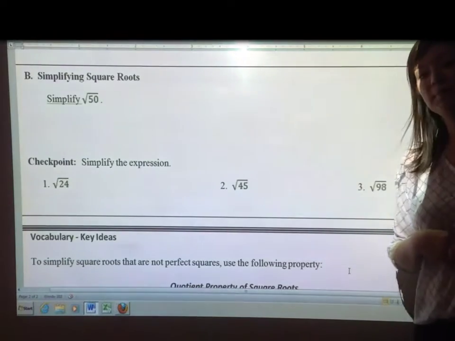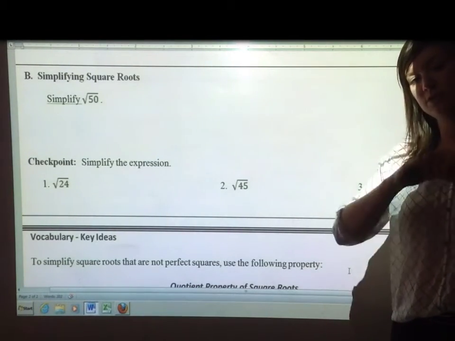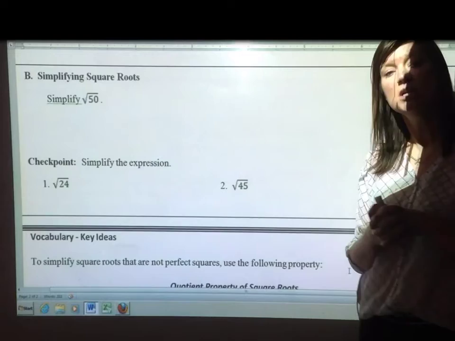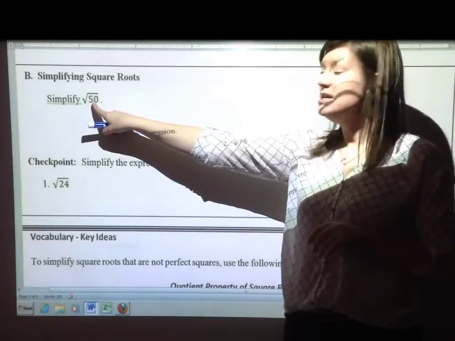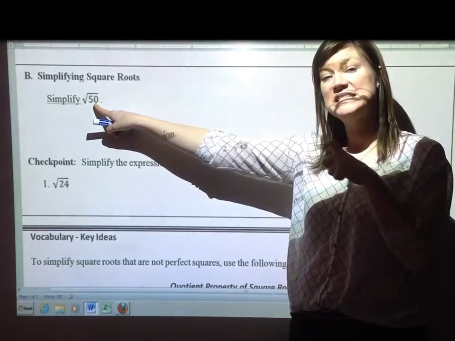All right, so now we're in part B. Part B is simplifying square roots. It's our general gist of 6.4. But now we're going to focus on non-perfect squares and how to make them simpler.